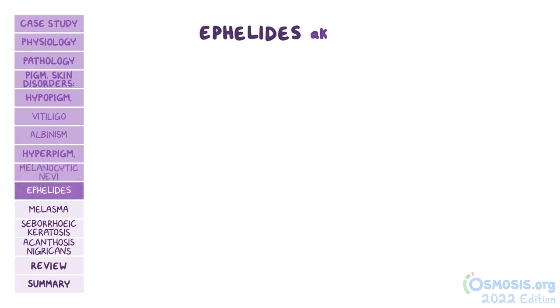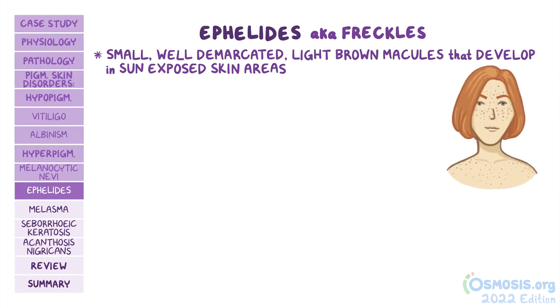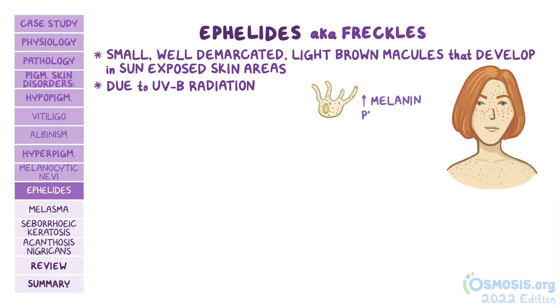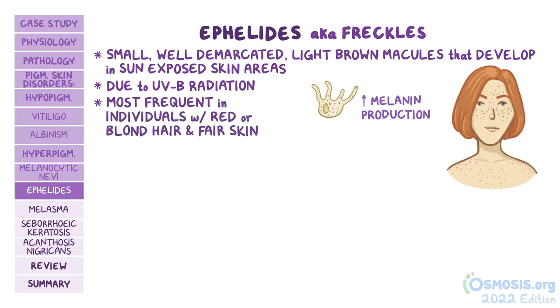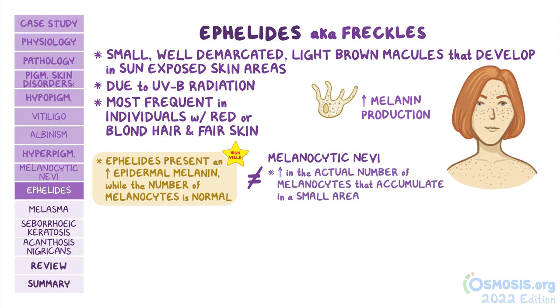Next, another common hyperpigmented skin lesion is ephelides, better known as freckles. Ephelides are small, well-demarcated light brown macules that develop in sun-exposed skin areas such as the face, shoulders, and chest due to UVB radiation, which stimulates melanocytes to increase melanin production. Ephelides are most frequent in individuals with red or blonde hair and fair skin. For your exams, it's important to remember that ephelides present an increased epidermal melanin, while the number of melanocytes is normal. This makes ephelides different from melanocytic nevi, which are caused by an increase in the actual number of melanocytes that accumulate in a small area.